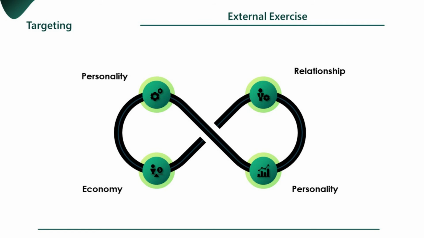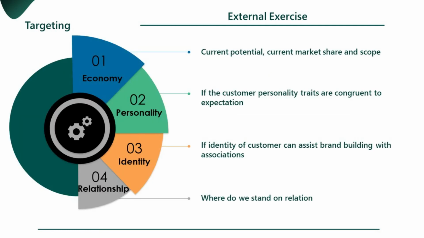Post identifying market segments, one needs to identify key discriminators to target the most relevant segments. Generally, it accounts one rational factor and four non-rational factors. Economy is the rational discriminator which talks about the existing share and scope. Identity, personality, relation are non-rational targeting discriminators that play important roles.